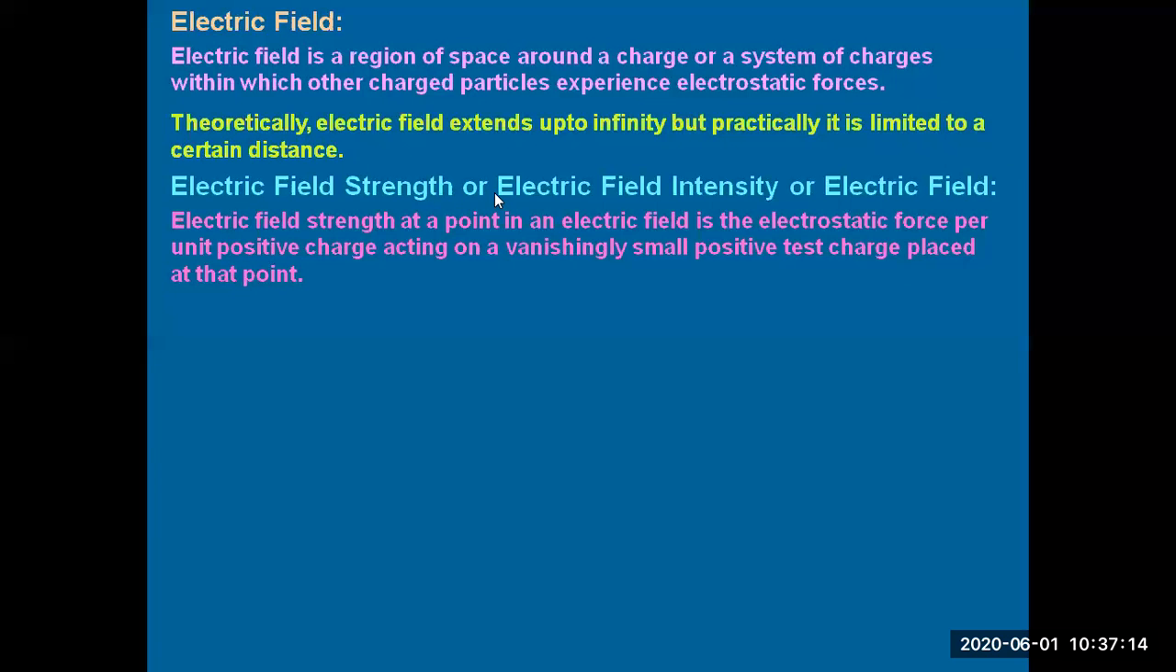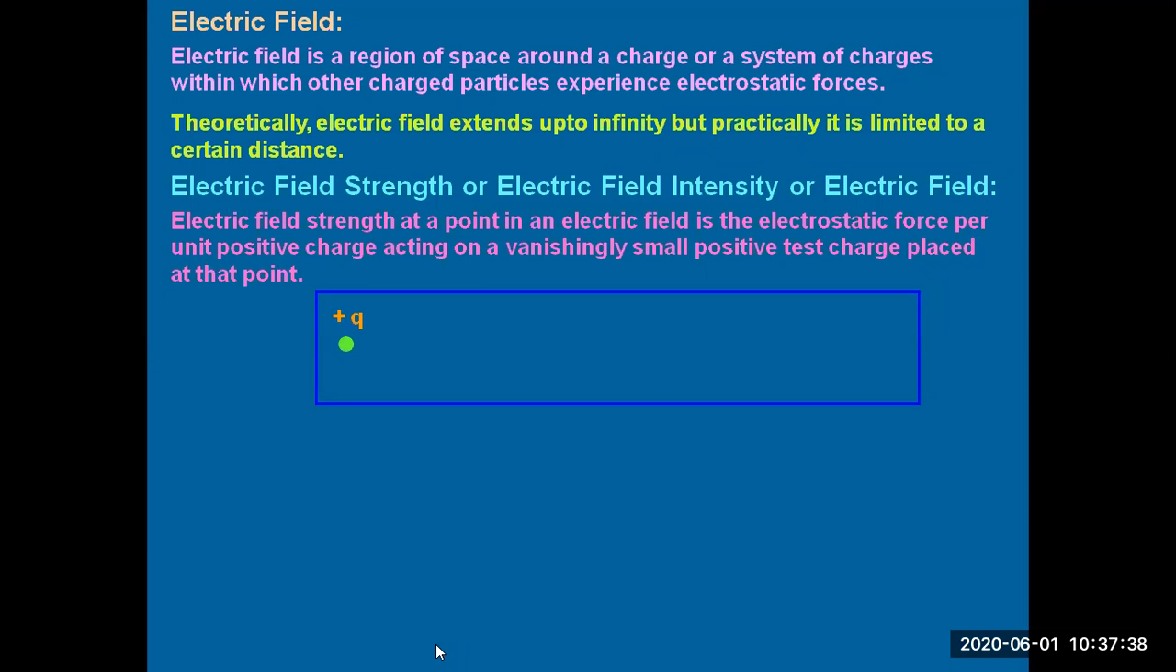The electric field strength or intensity is nothing but the electrostatic force per unit positive charge, and it has to act on a test charge. Test charge means a small charge which is taken into account so that it will not have more force. Only for testing we are going to use that charge. So unit positive, 1 unit will be the value of the charge.